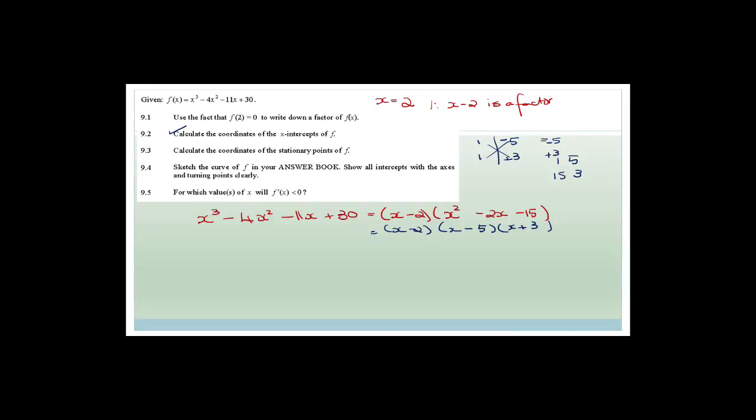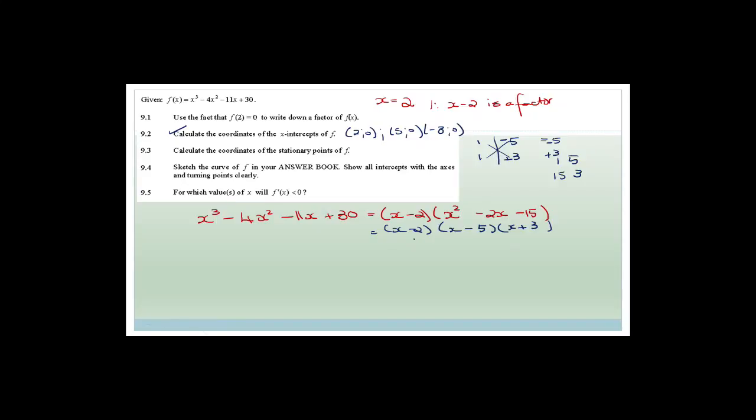Now they've asked for the coordinates of the stationary point. Okay, sorry, I have not finished. I'm being very bad. It says calculate the coordinates of the x-intercepts. I have just factorized this. I haven't actually calculated the coordinates, and I haven't told you what they are. So the coordinates are going to be (2, 0), (5, 0), and obviously (minus 3, 0).